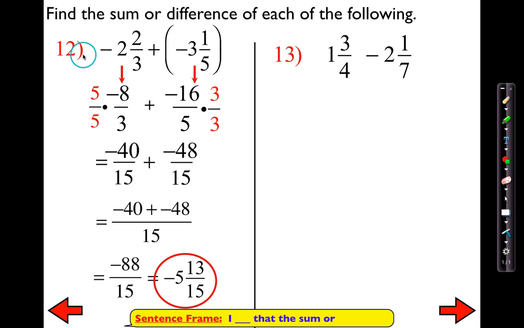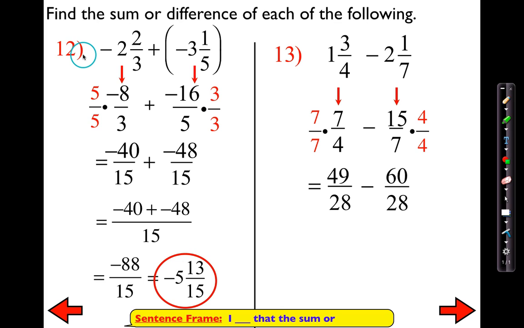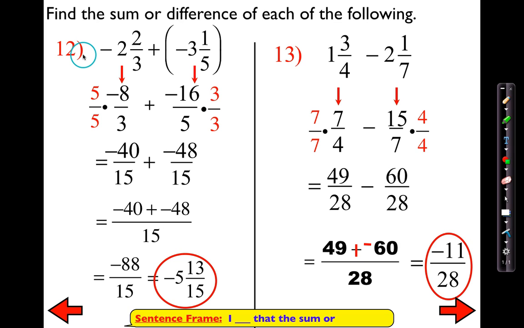Number 13, you're going to first turn it into an improper fraction. We need a common denominator. And then from there, we're going to rewrite it as 49 minus 60 over 28, which gives us negative 11 over 28, which is already a reduced fraction, so that would be our answer. So hopefully you got those right. If not, feel free to rewind back to the previous two examples and try that on your own again.